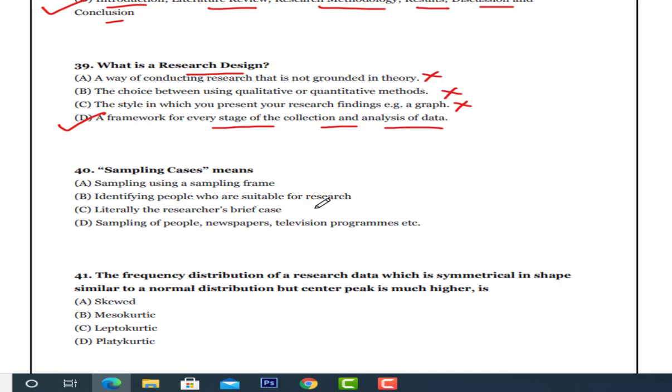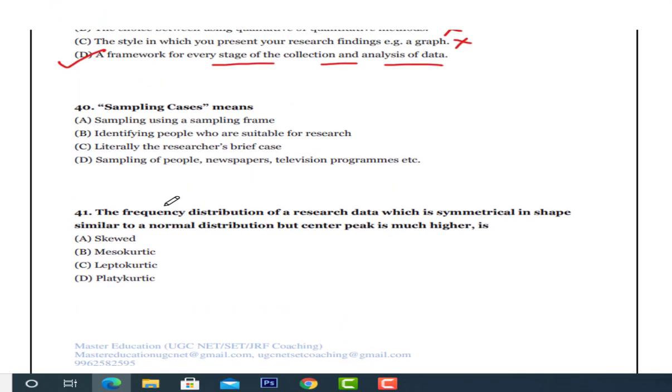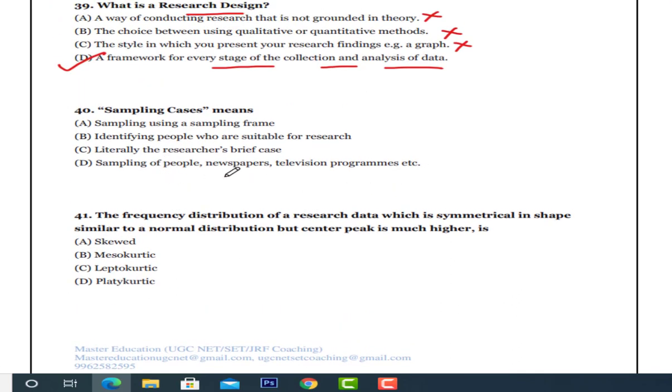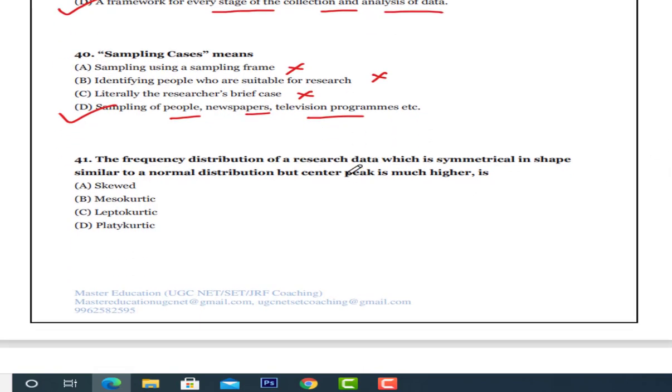The next one: sampling cases. Sampling cases means we are getting data or details from people or from newspapers, right? That is called sampling cases. So sampling cases means sampling of people, newspapers, television programs, etc. It's not about the literary, or identifying people, or the sampling frame.